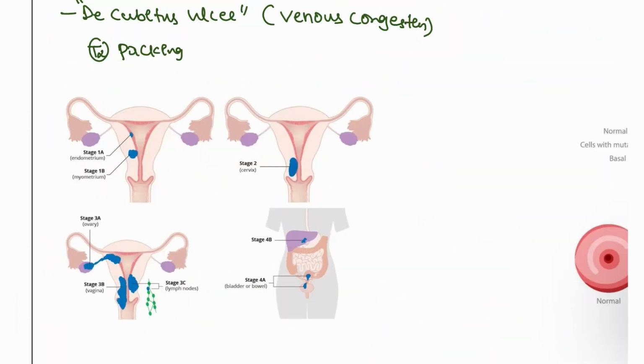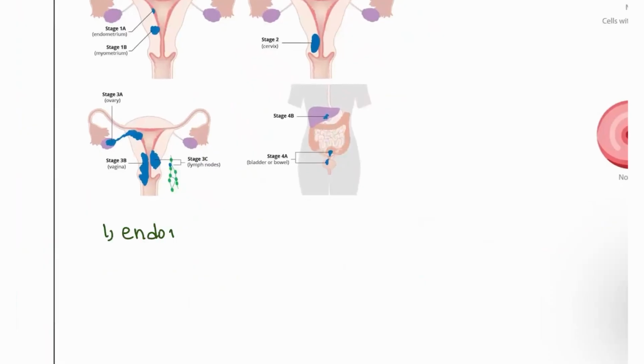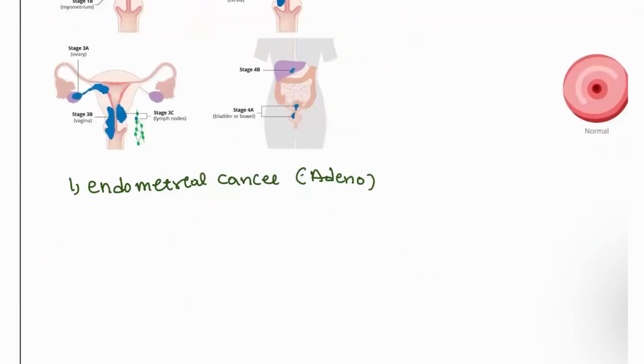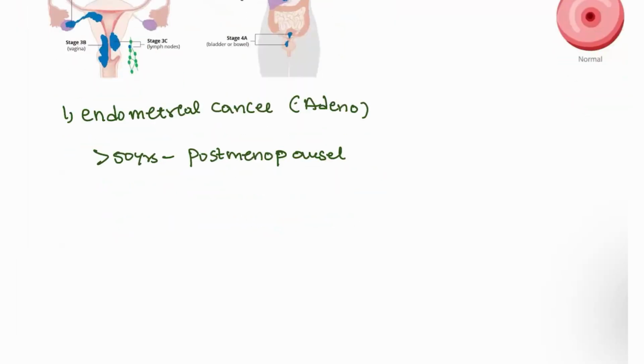Next, first we are going to discuss endometrial carcinoma. Important points that you have to remember: the most commonly associated carcinoma will be adenocarcinoma. This is the first line that you have to remember. It is commonly seen in the more than 50 years age group, in post-menopausal women. Next, the most common route of spread is the direct spread.